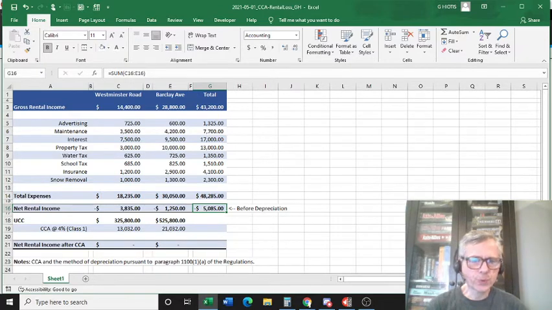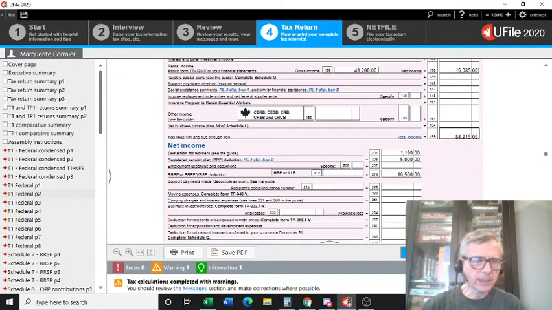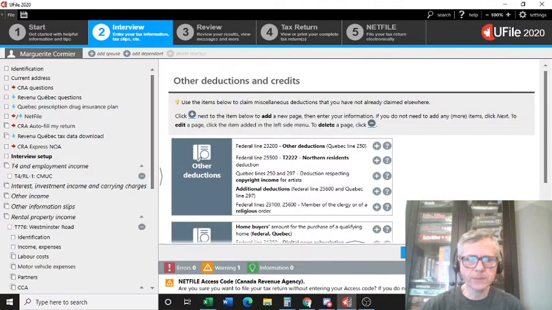Now the moment of truth has arisen. We're going to take a look at our taxpayer, Madame Marguerite Cormier, and I've already inputted these amounts into UFile, and we'll see what UFile does. So let's take a look at that. Here's the 2020 return for Marguerite, and let's take a quick look at the interview, the interview being here.